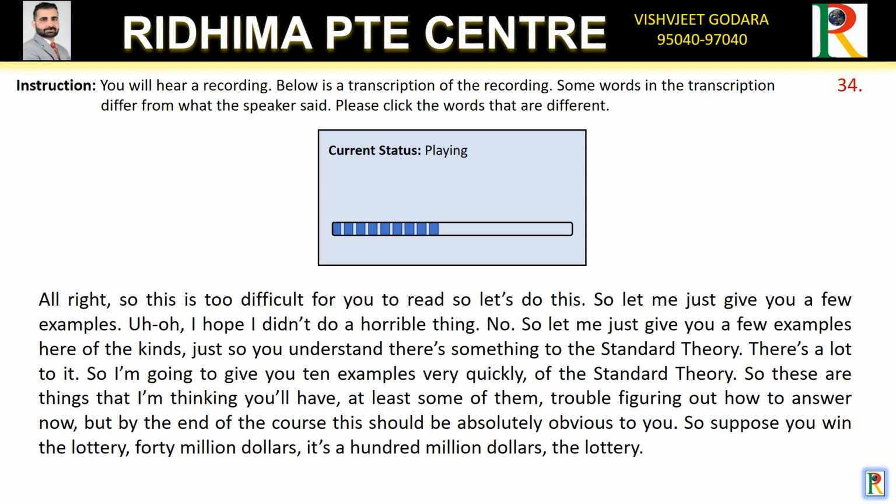Just so you realize there's something to the standard theory. There's a lot to it. So I'm going to give you 10 examples very quickly of the standard theory. These are things that I'm guessing you'll have, at least some of them, trouble figuring out how to answer now, but by the end of the course, they should be totally obvious to you. So suppose you win the lottery, $40 million, or it's $100 million, the lottery.